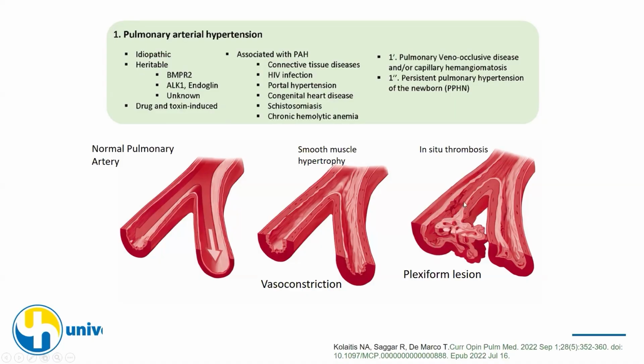And you get in situ thrombosis. And this is really what causes the elevated pressures in the pulmonary artery, is this plexiform lesion. And this happens exclusively in PAH.